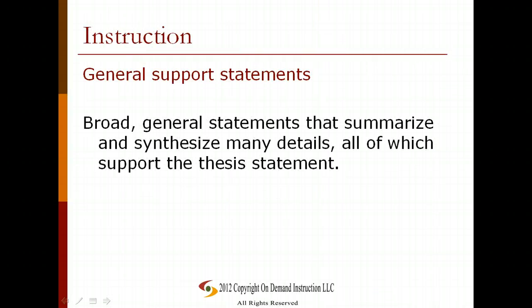Following that introduction statement, you're going to have your general broad support statements. Again, you're going to use 3 to 5 of these per paragraph. These are broad general statements. They're going to summarize and synthesize many different details, all of which supports the thesis statement. So again, their purpose is to support that thesis, but they're going to do it with broad information.